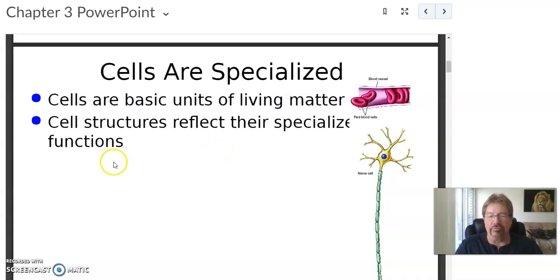Now, moving right along. Cells are in multicellular creatures like humans. Cells are highly specialized, but they're still the basic unit of living matter. Their specialized structure reflects their function. For example, these are red blood cells, and here's a stylized nerve cell. So you can see they look quite different, but they're both single cells.